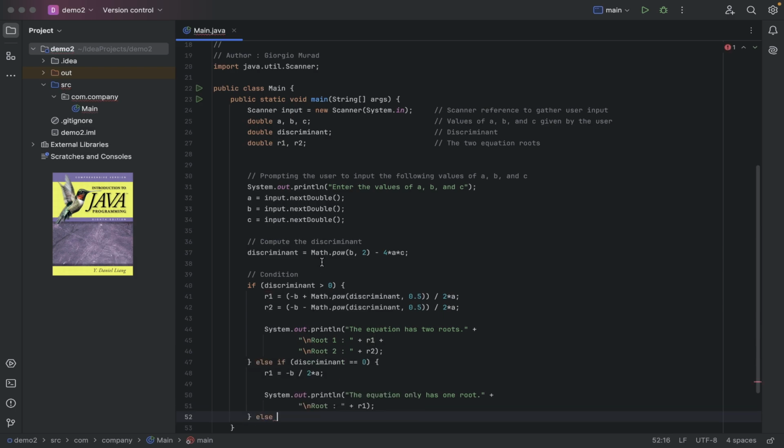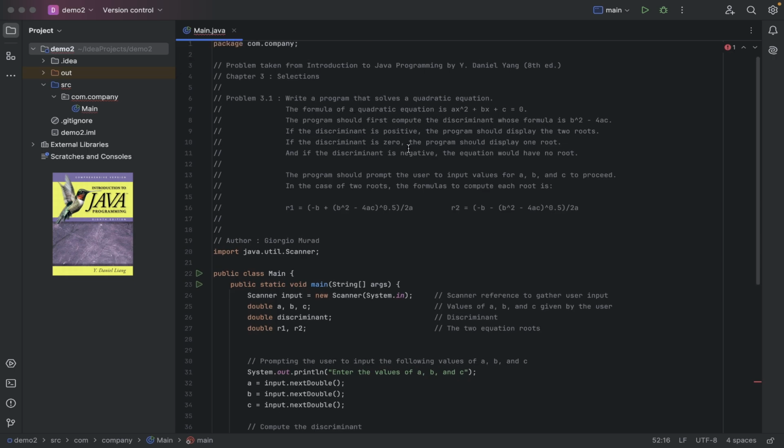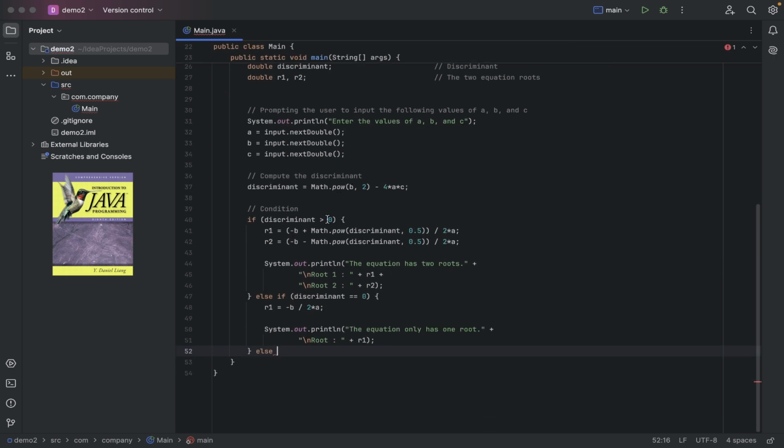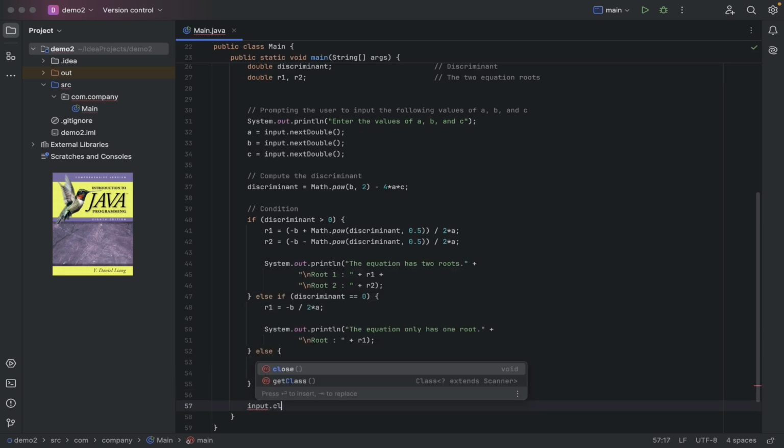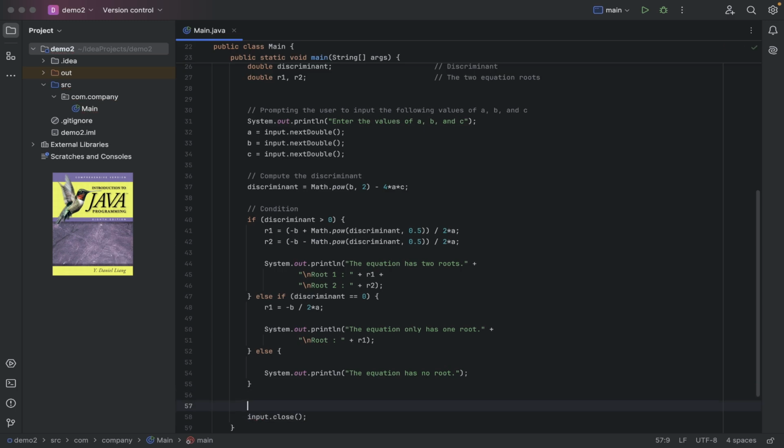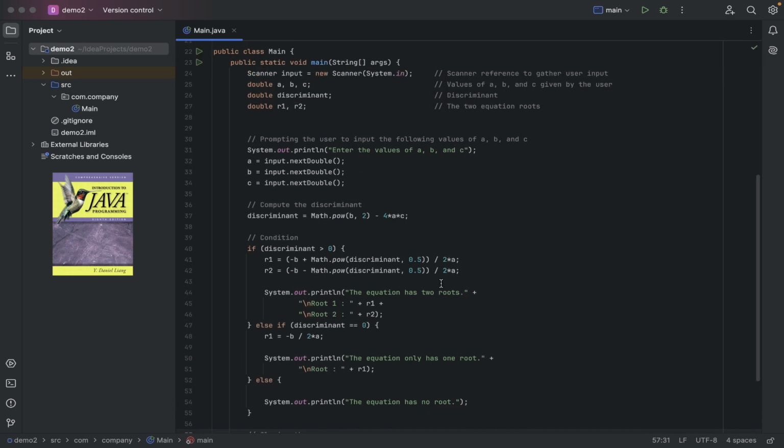Next, the last condition is if the discriminant is negative, then I'll just have to put else, no condition, and just print the message that the equation has no root, like that. And at the end of the program, I close my scanner. Let me comment here, closing the scanner. And as simple as that.